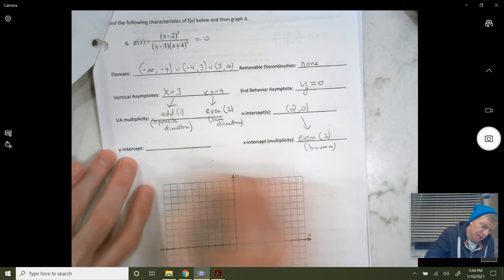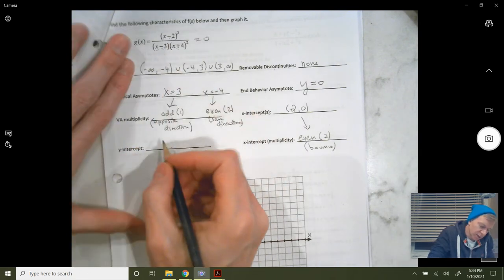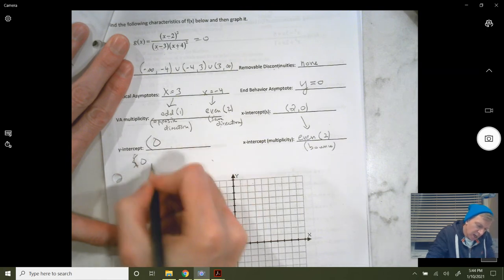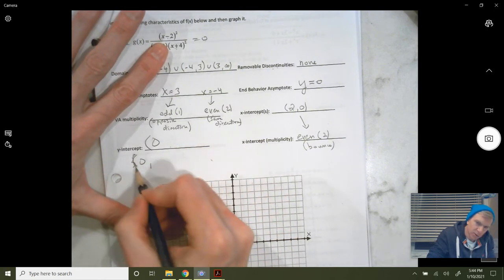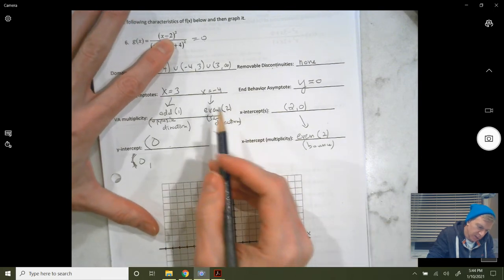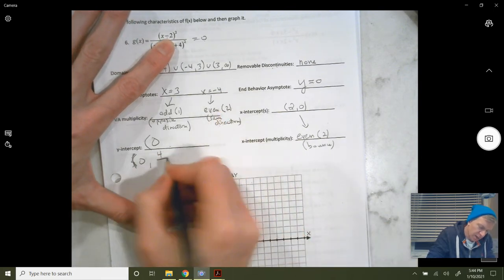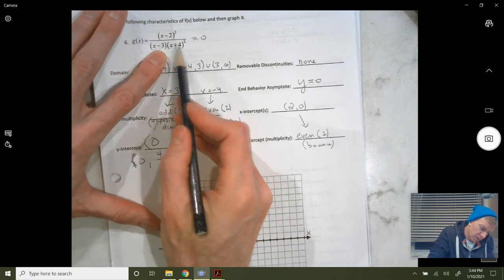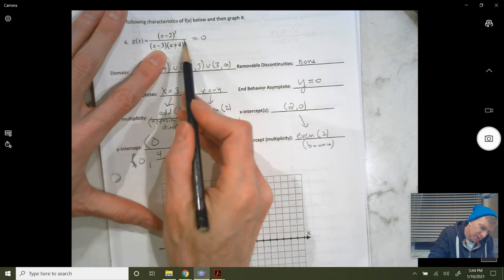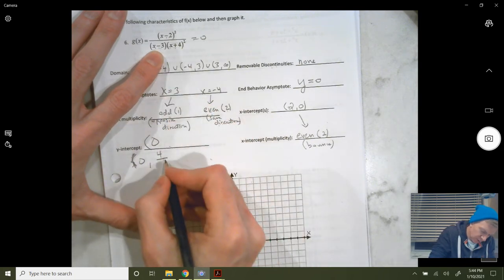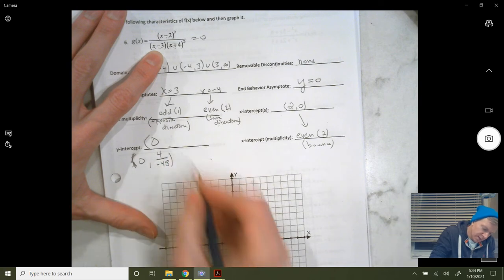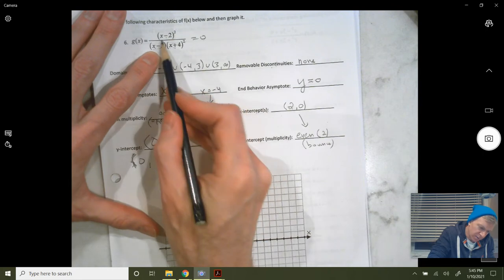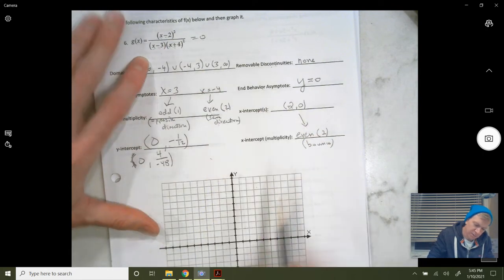The y-intercept happens when x is 0. So if you plug in a 0 for x, for your y value, you're going to get 0 minus 2, negative 2 squared, which is 4. And on the bottom, you get negative 3 times 0 plus 4, which is 4. 4 squared is 16. 16 times negative 3, you'd get negative 48. Simplifying, that's (0, negative 1/12). So you're just plugging 0 in for your x and simplifying what's left.